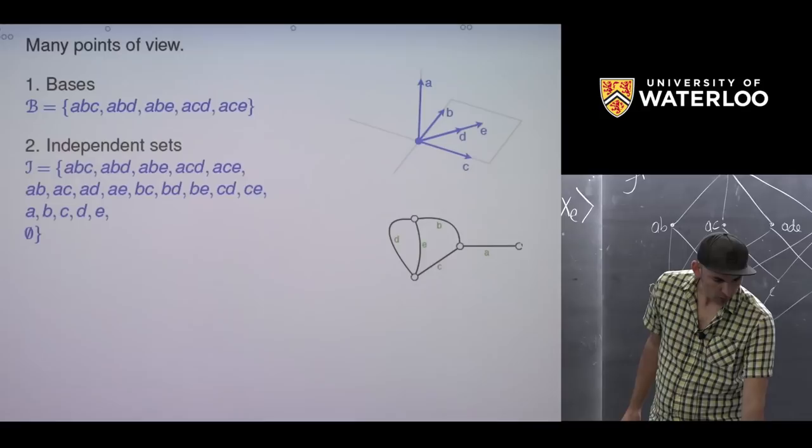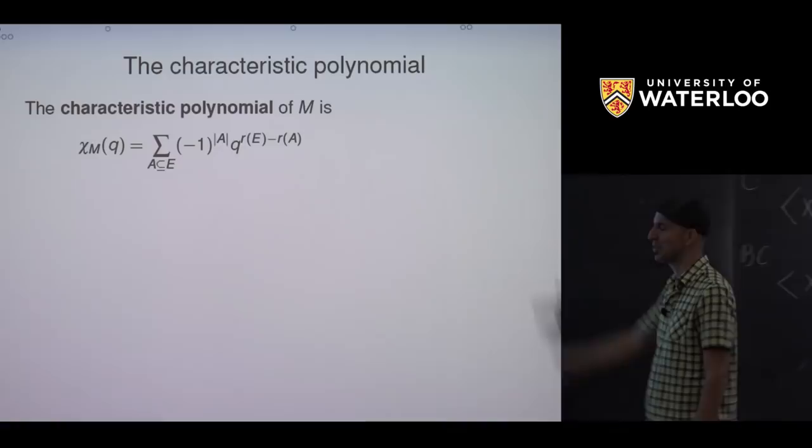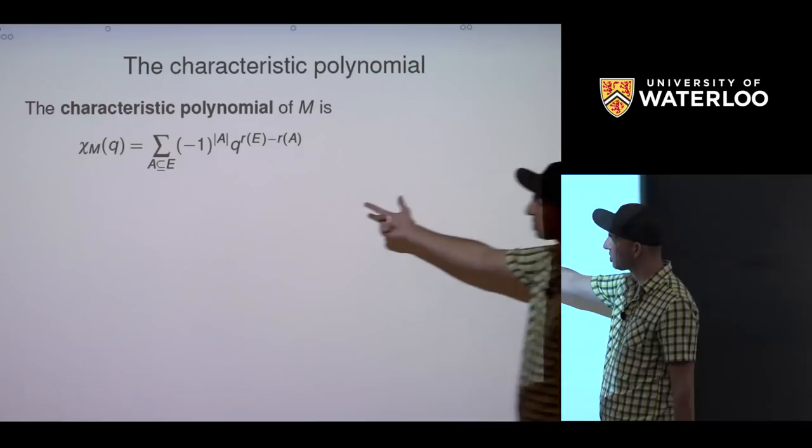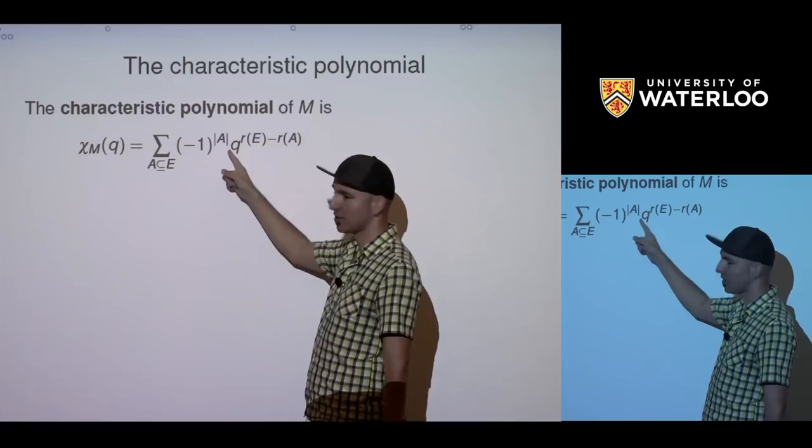Okay. So let me talk about the characteristic polynomial. It's a really beautiful polynomial. Maybe it doesn't look beautiful to you if you just see this and you haven't seen it before. I'll show you this definition just to write it down explicitly. So you look at your set, you look at all the subsets of your set, and then you take minus 1 to the size of the subset and q to the corank.